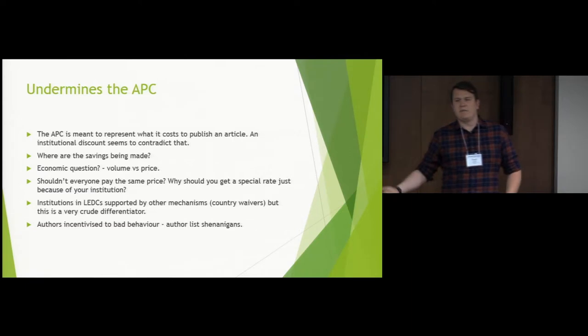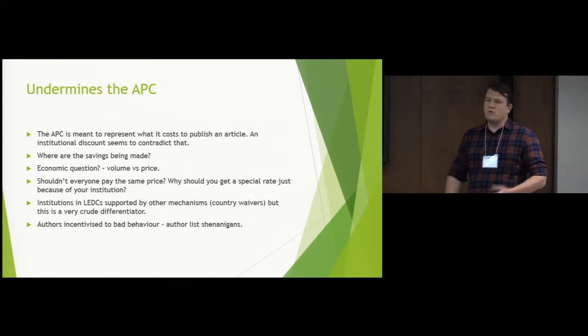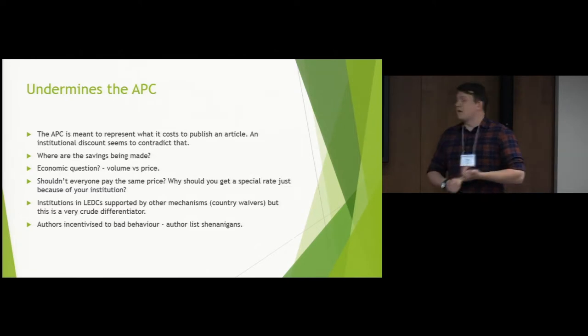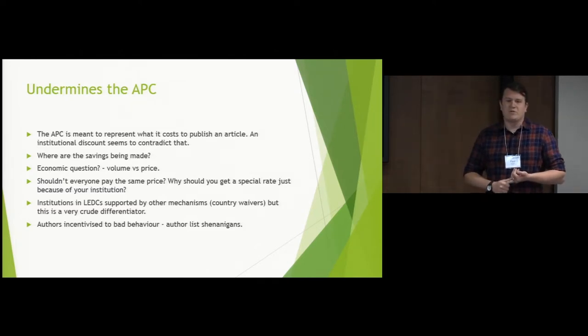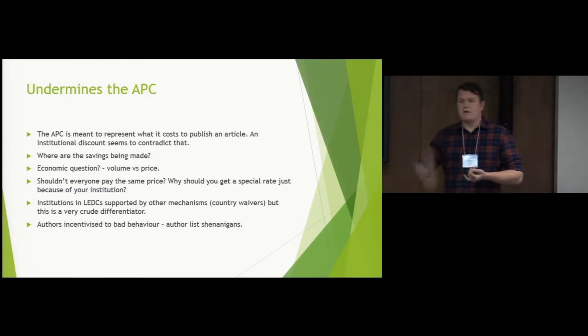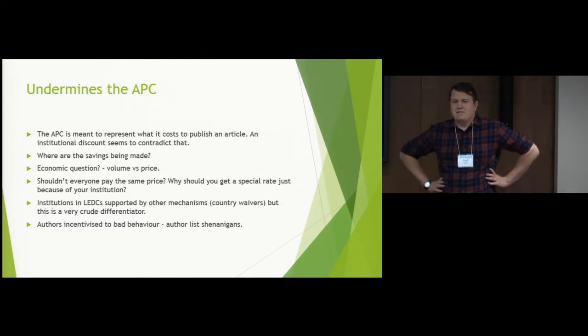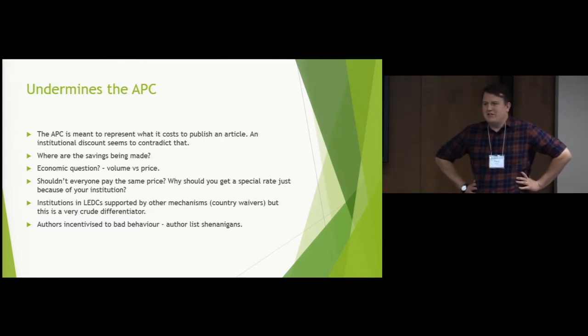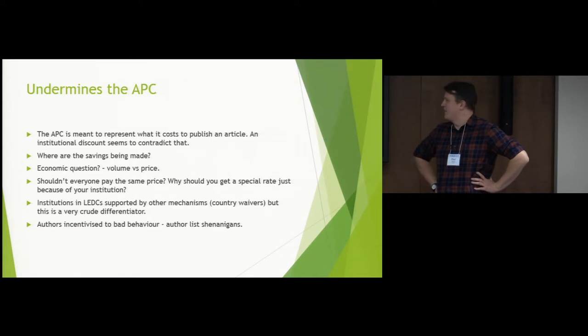We were talking yesterday in one of the main sessions about how there needs to be more transparency around how these APCs are set. And that's a very good point because if a publisher is suddenly saying, oh, we can waive 20% off that, then is that how much it actually costs, or is there some big margin in there?